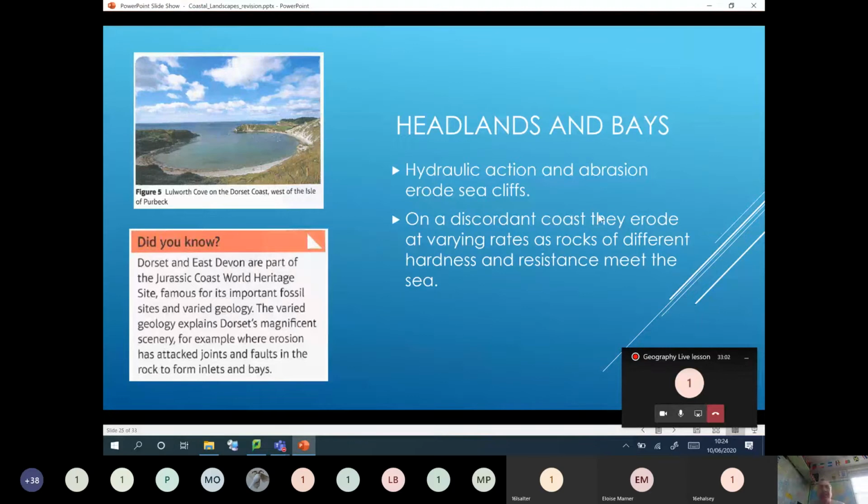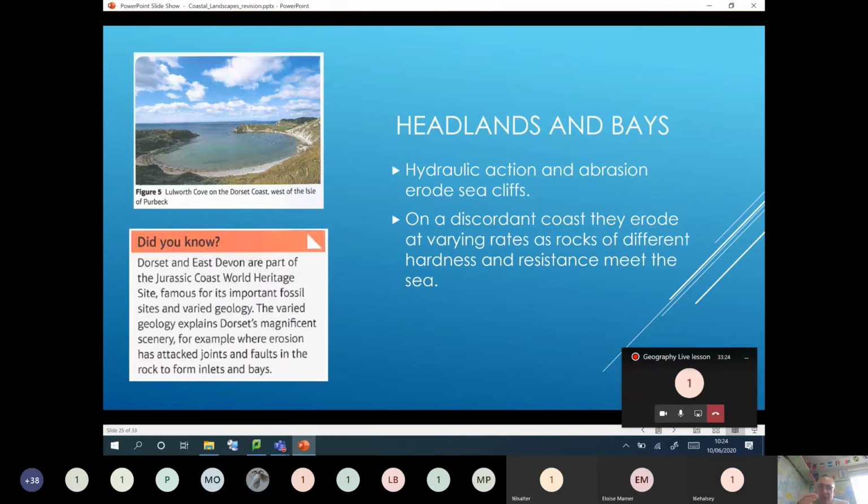Now, of course, the key thing there is about headlands and bays. So you may well get an exam question that asks you for a feature formed on a discordant coastline. Now, again, as I've talked to you a lot about, we are always after picking up those marks other people aren't going to get. Because if other people don't know what discordant means, they're not going to be able to answer the question, even if they know what headlands and bays are.